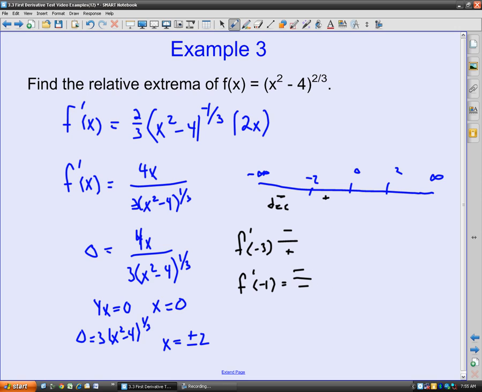Then we are going to choose a number between 0 and 2, and a good number would be 1. When I put 1 in the top, I get a positive. And on the bottom, when I put in 1, you can see that I'm going to get a negative again. So this time we get a negative in that interval, so we're decreasing.